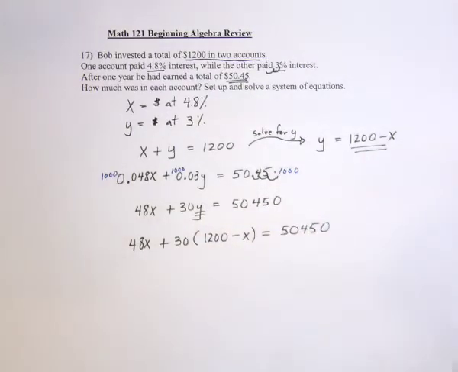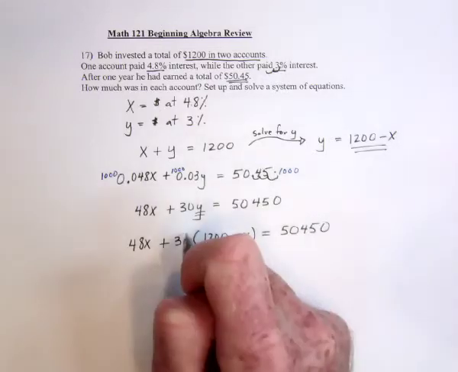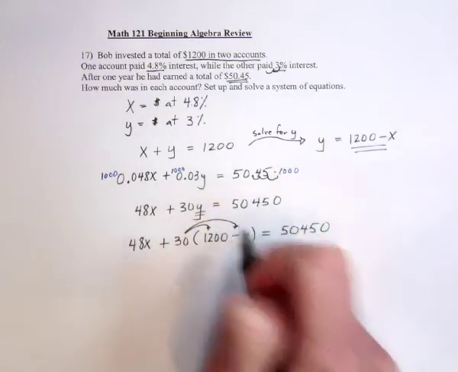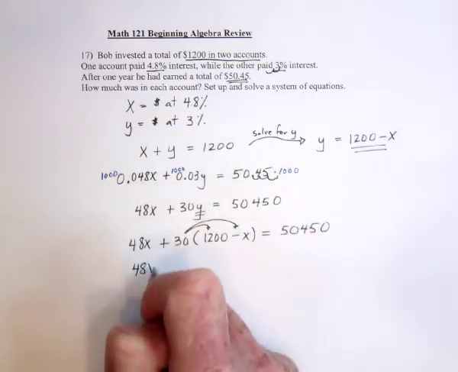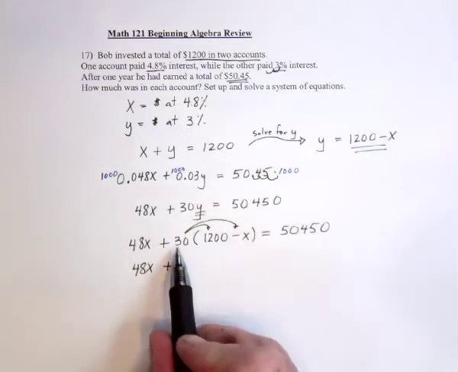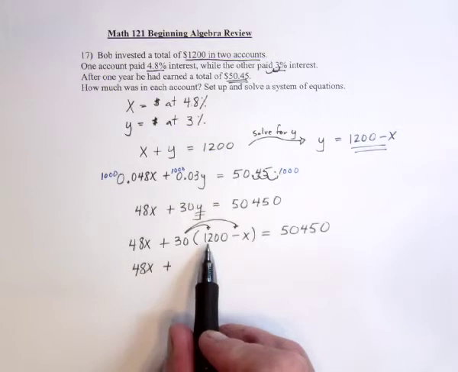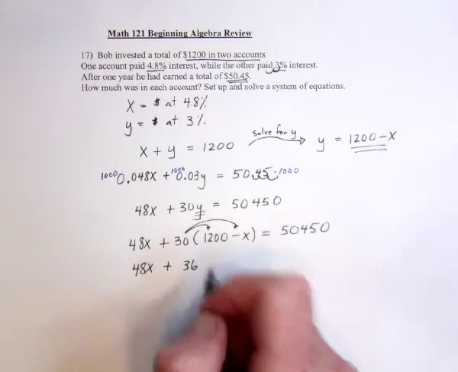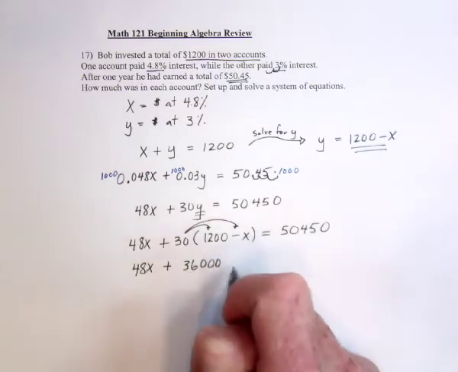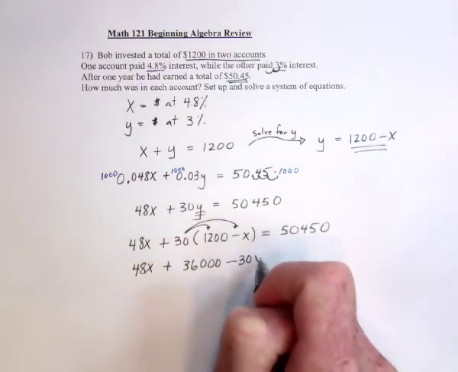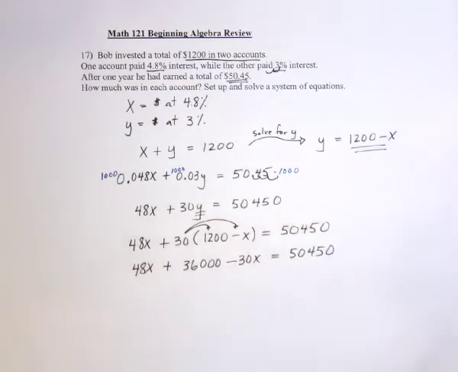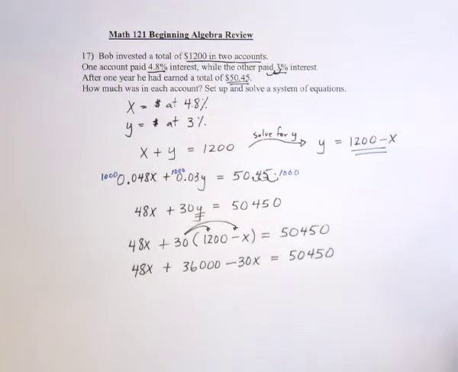All right, just a few more steps. We need to use the distributive property right here. So 48x can stay there, plus this one, you can just say, well, 3 times 12 is 36, and then there would be 1, 2, 3 zeros after that. And then minus 30x. And then combine like terms.